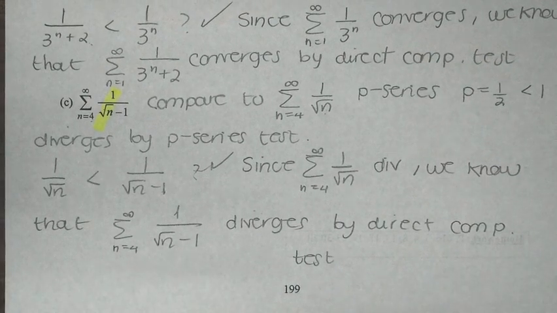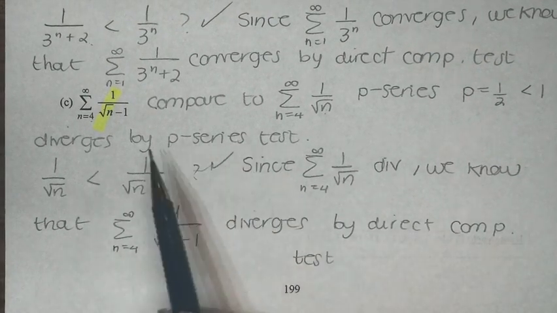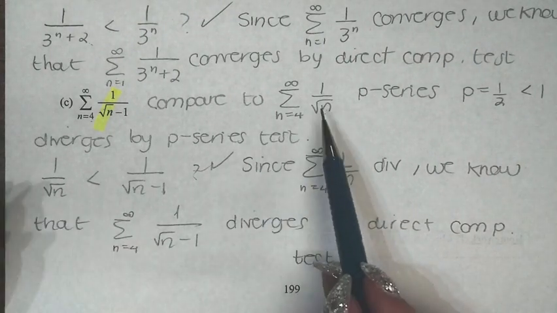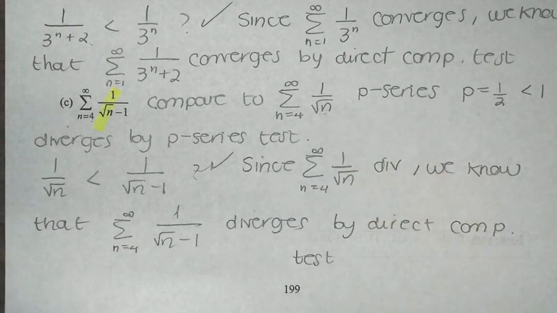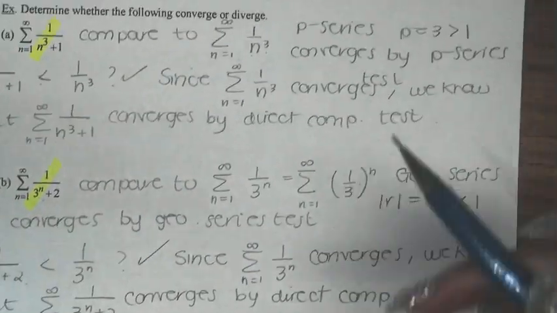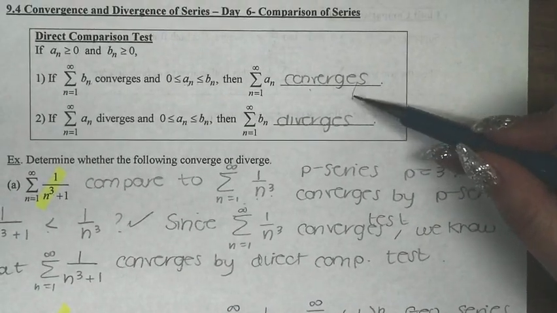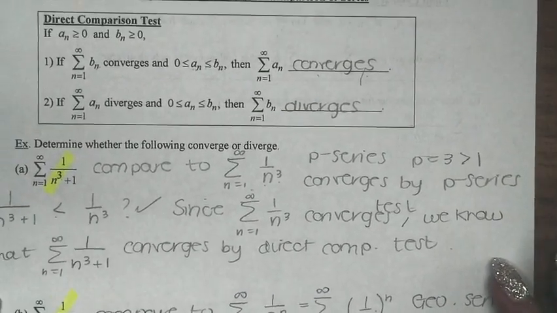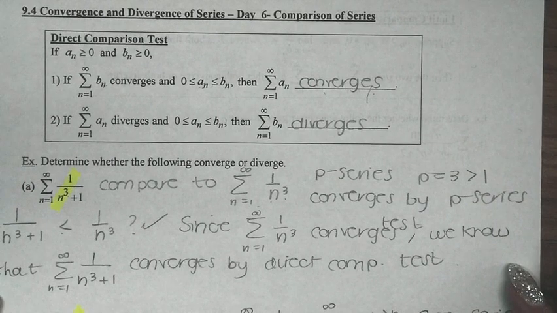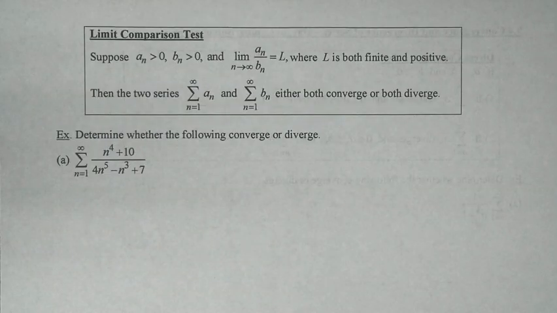So remember some pointers here. You need to find a meaningful series to compare it to. Obviously, it's going to be a p-series or a geometric series in general. Depending on whether it diverges or converges, you are going to select one of the conditions that we have over here. So that is pretty much it for the direct comparison test. The next test that we have is the limit comparison test.